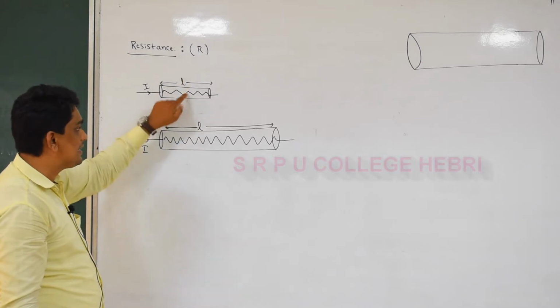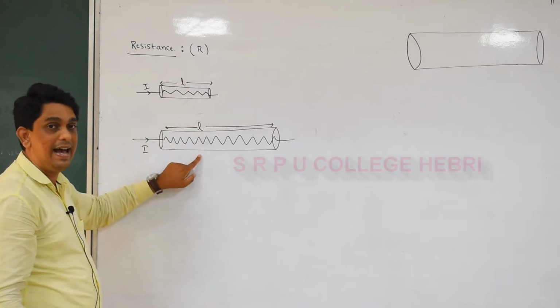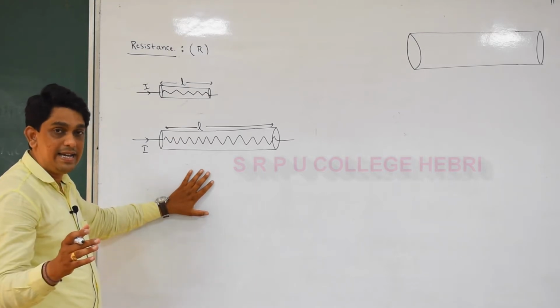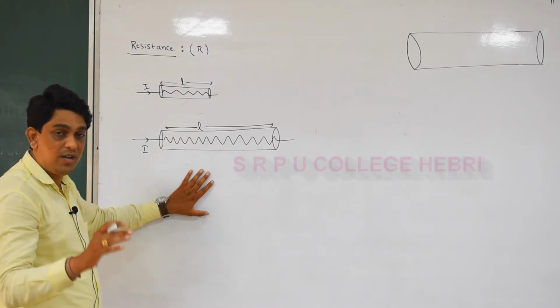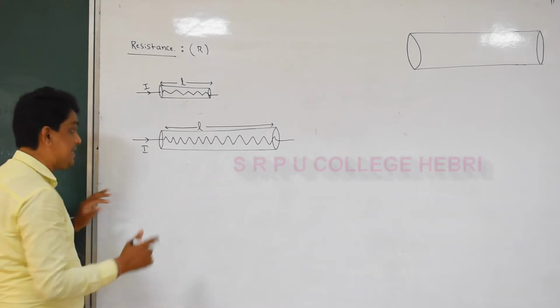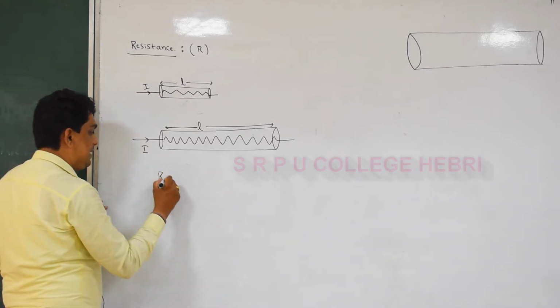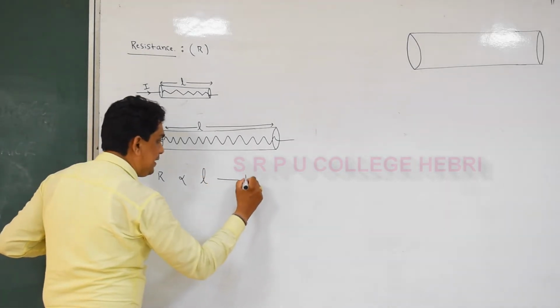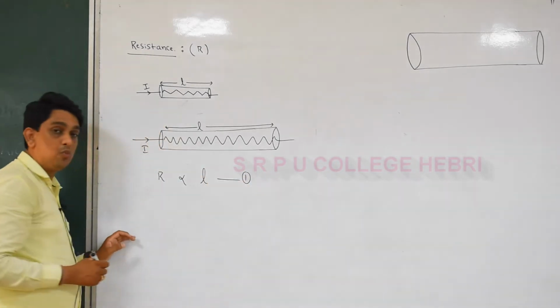So less, more. So you can say that the length of the material and the resistance in the material are directly related to each other. So we can write here, resistance is directly proportional to the length of the material. Let me take it as expression 1.